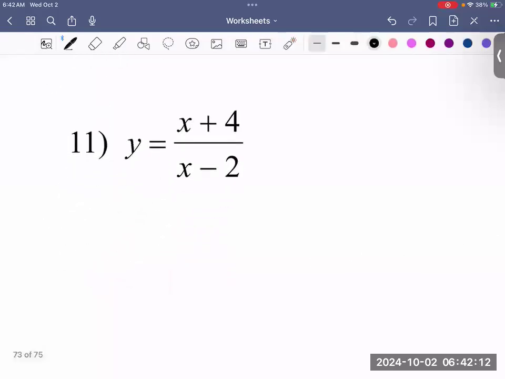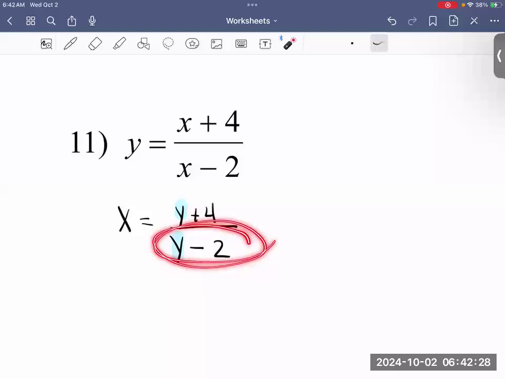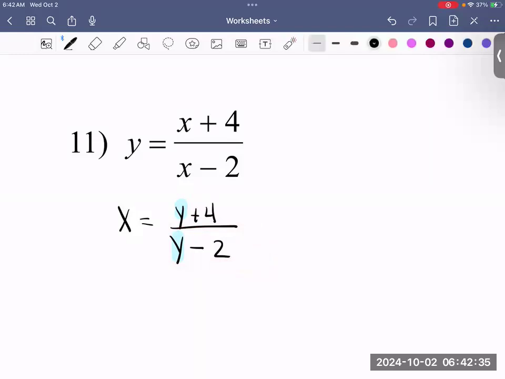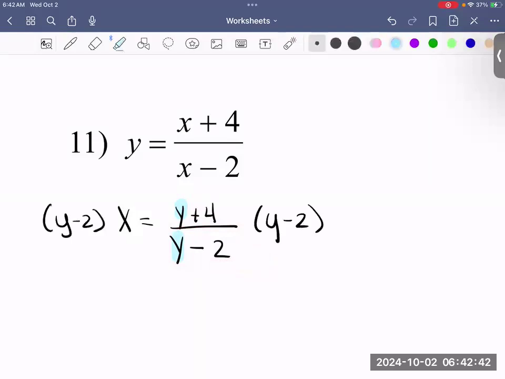So first thing, it's already in y, that's great. The next thing we're going to do is switch your x's and your y's. So that step still remains the same. Now we're solving for these y values, one of which is in the denominator. So we don't want to be working with fractions. We don't want a variable in the denominator. So we're going to multiply it out. We're going to multiply that whole thing to one side. Oh, and that cancels over here.